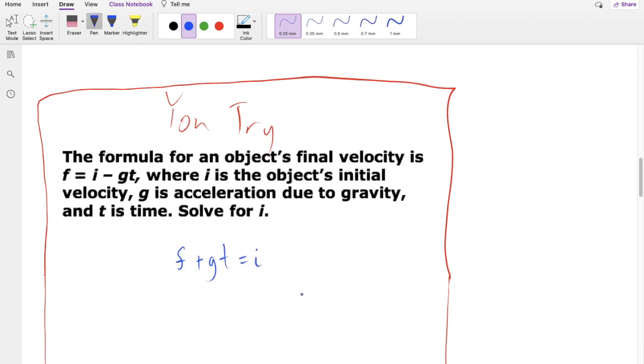So on this problem, you would have had F plus gt equals I. So you need to treat that quantity of g times t like it's almost the number 10 or something like that. So it's a single number that's being subtracted from I. So the opposite of subtraction is we just add the gt to the other side.